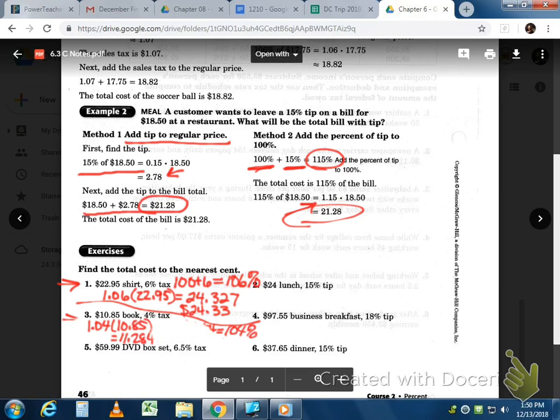Okay, one more. Oops, I erased the whole thing there. All right, I've got Andrew, a $59.99 DVD box set, and it's a 6.5% tax. So what are we going to do with that? You're going to add 6.5% plus 100%. 6.5 plus 100, so my percentage is going to be 106.5%. So Andrew, when I change that to a decimal to multiply, what's it going to be?